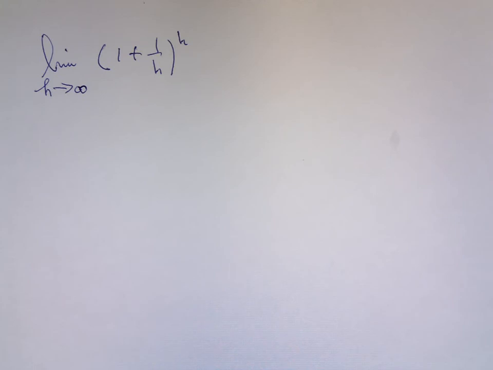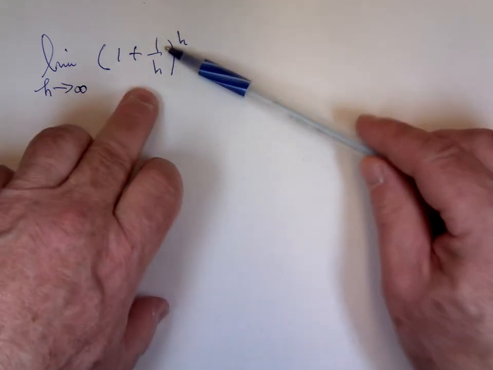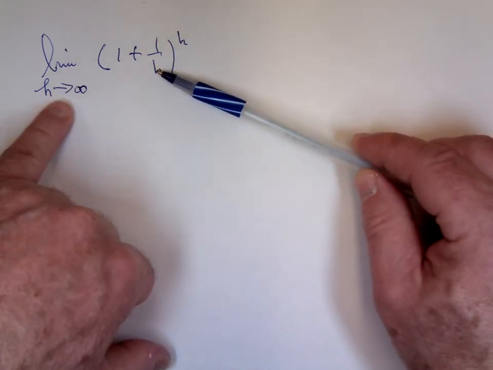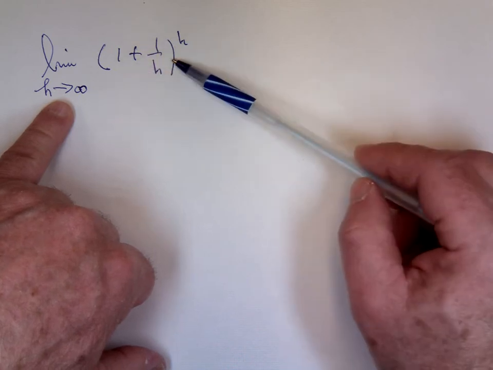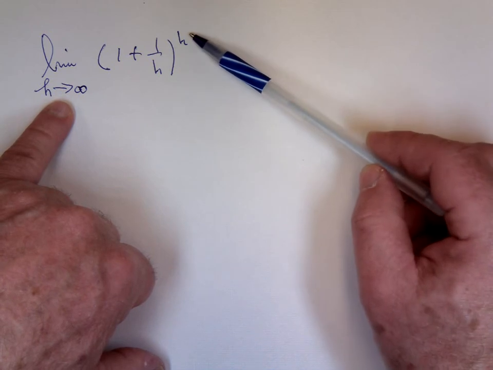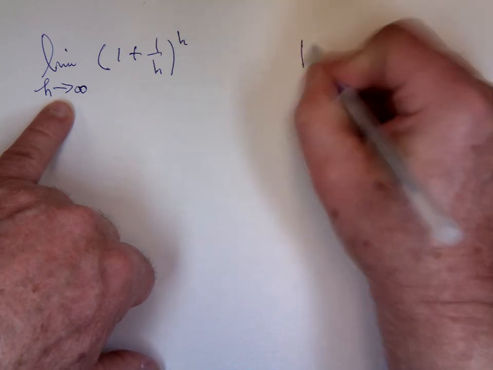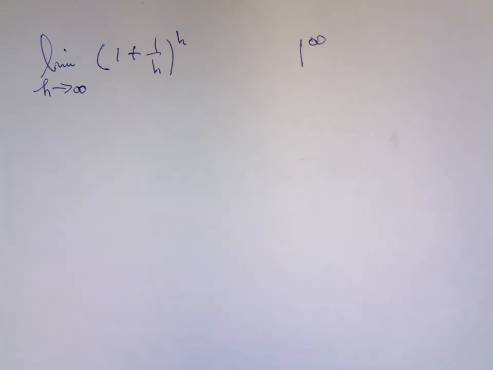Equals infinity? Well, let's see. 1 over h, where's that going as h goes to infinity? 0. Inside the parentheses, therefore, is going to where? 1. The exponent's going to infinity. We end up with 1 to the infinity, an indeterminate form.